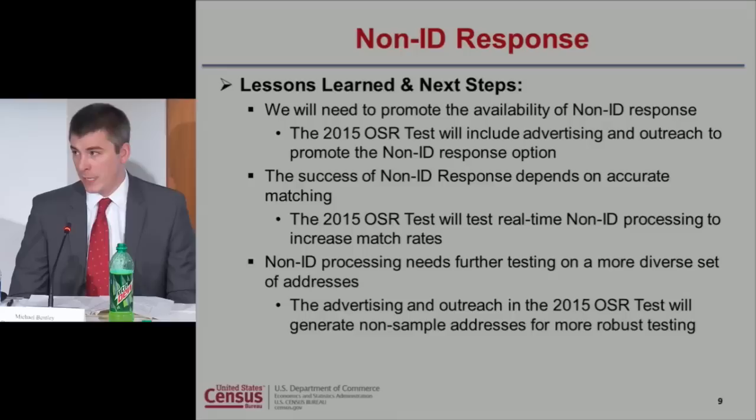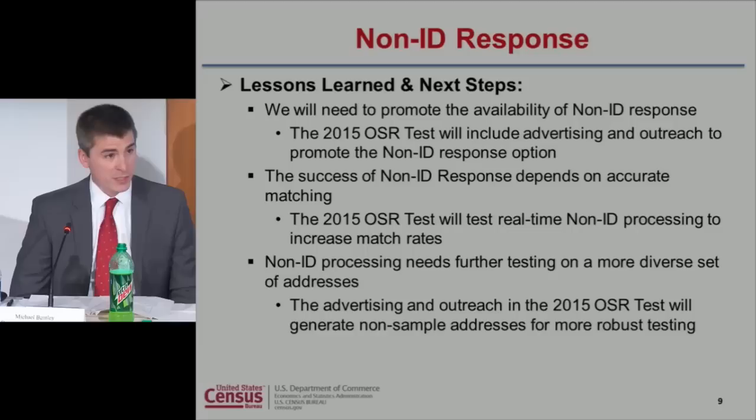And lastly, we need to test non-ID processing on a more diverse set of addresses, such as more rural route addresses, for example. We hope that the advertising and outreach in the OSR test will generate more of these non-sample addresses for more robust testing.